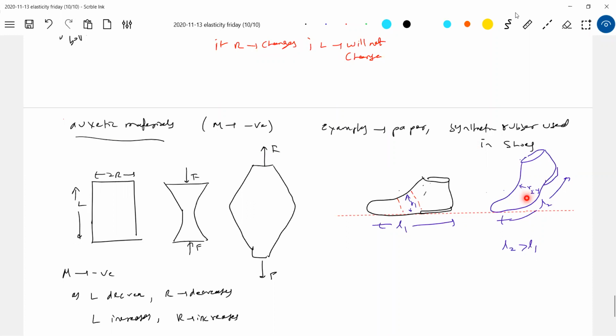The material of the shoe should be modified, made synthetic rubber, such that if length increases, R should increase. Then only will it be comfortable in walking. Otherwise, the moment you lift your ankle, you'll get a pain in this region because this particular material will compress your muscles here. So this R2 should increase. What is the requirement here? If length increases, the radius should increase.